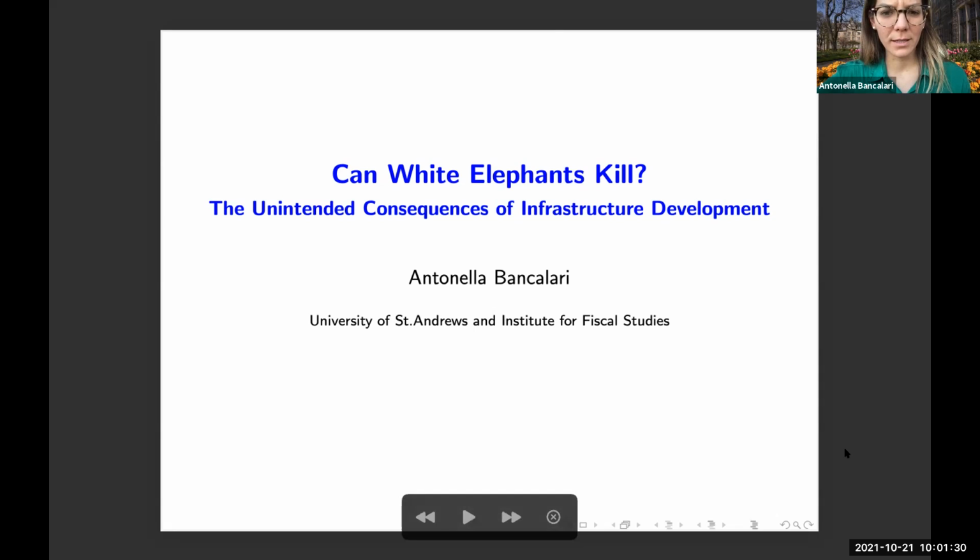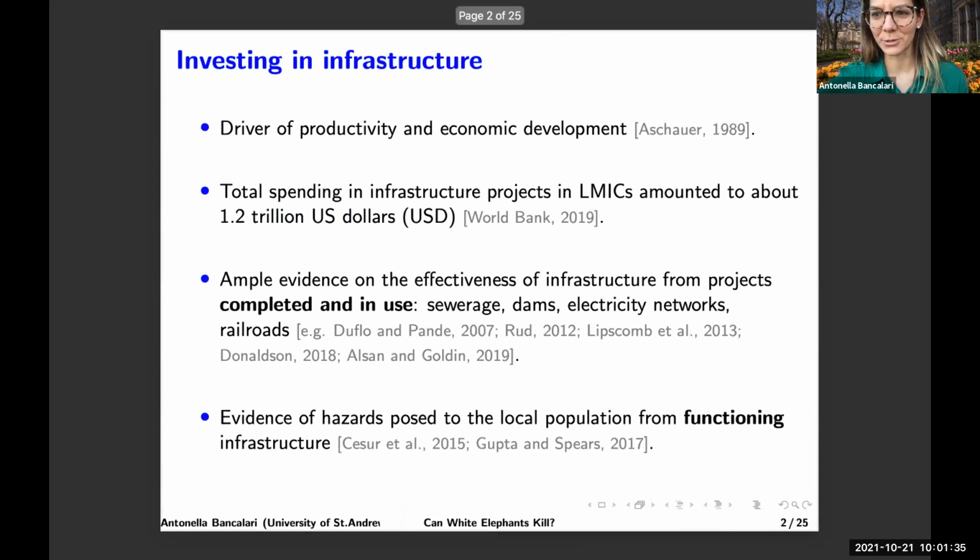I hope you can see the screen well. Sometimes people tell me it's all black. Okay, I assume it's all good.